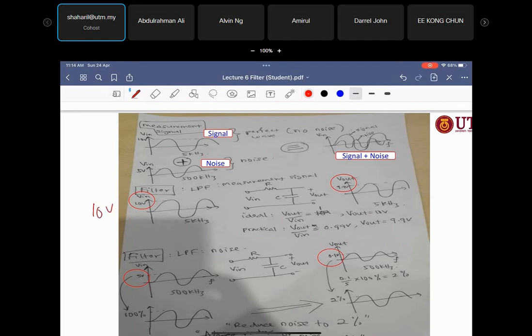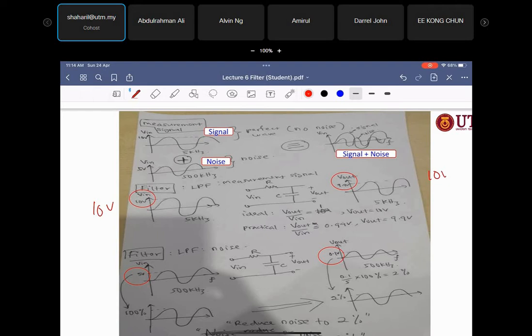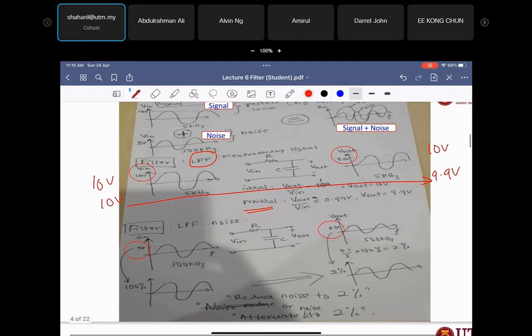However, in practice, when your input is 10 volt and it enters the low pass filter, you will get 9.9 volt. So you will lose a little bit of data, from 10 volt to about 0.1 less. This shows that when the signal enters the low pass filter or any filter, you will lose a little bit of data. And how about the noise?